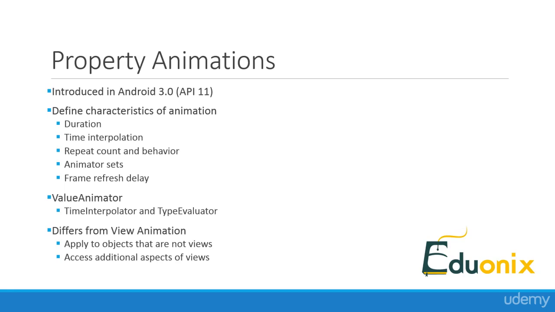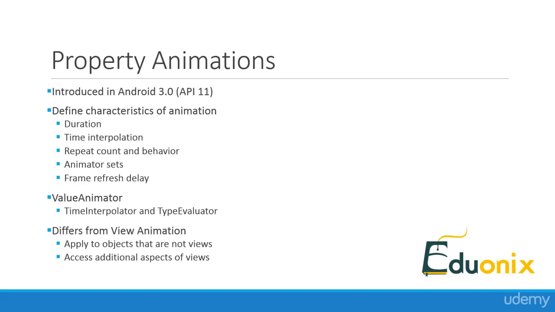Time interpolation. You can specify how the values for the property are calculated as a function of the animation's current elapsed time. Repeat count and behavior. You can specify whether or not to have an animation repeat when it reaches the end of a duration, and how many times to repeat the animation. You can also specify whether you want the animation to play back in reverse. Setting it to reverse plays the animation forwards, then backwards repeatedly, until the number of repeats is reached.